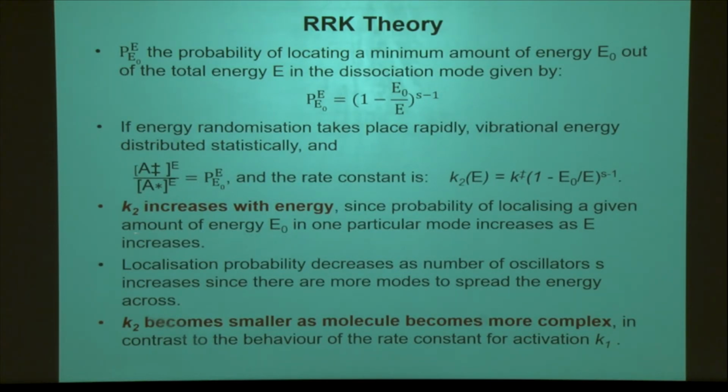So k2 is going to increase with energy as we move up the energy ladder, since the probability of locating a local amount of energy in one particular mode is going to increase as the overall energy increases. And it's going to decrease as the number of oscillators increases, because the more oscillators we have, the more modes there are to spread the energy across. So k2 is likely to become smaller as the molecule becomes more complex.